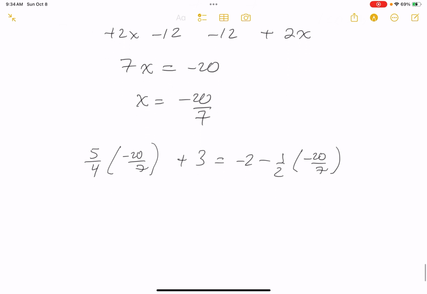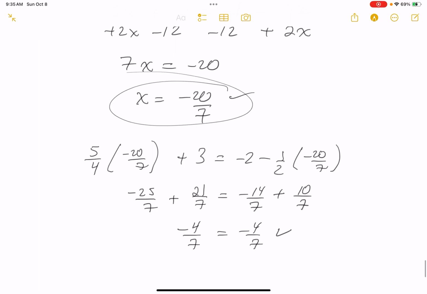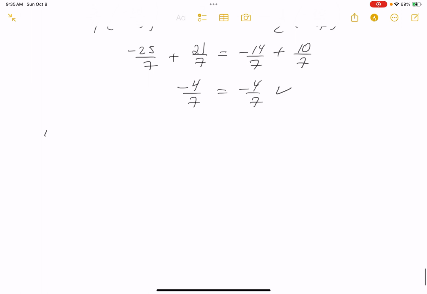Let's just check it and see what happens. I'm looking at this over here. What do I say? Well, 4 goes into minus 20 minus 5 times. So I get minus 25 sevenths. Plus, well, 3 in terms of sevenths is going to be 21 sevenths. Minus 14 sevenths. Over here you get what? Plus 10 sevenths. What do you get there? Let's see. That would give you minus 4 sevenths. And what do you get here? Minus 4 sevenths. All right? We got the right answer. All right? Let's keep going. It's 46 out of 47. That's a conditionally true statement.